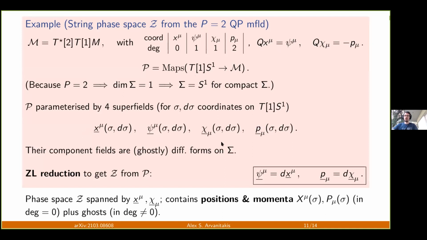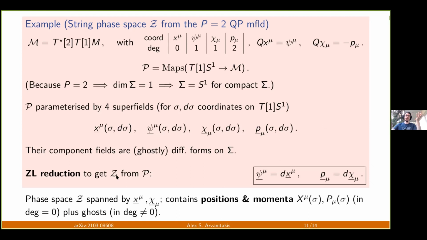So we get 4 kinds of superfields for every coordinate on the target. They depend on the coordinate of the circle and d sigma, which is the differential, which corresponds to the odd coordinate on T1 S1. And then when you expand these superfields, you get component fields. These are naturally differential forms on sigma, and they have various degree assignments, which I'm not going to go into. And then we clearly have too many superfields and component fields going around.